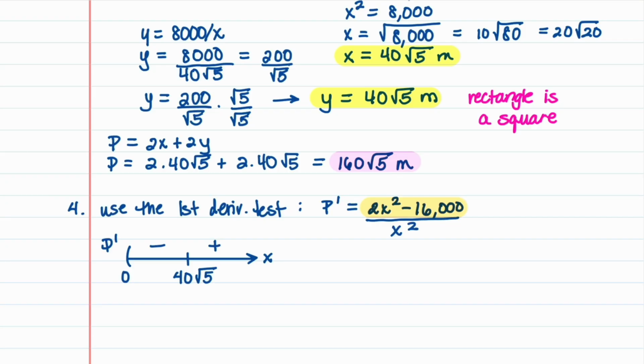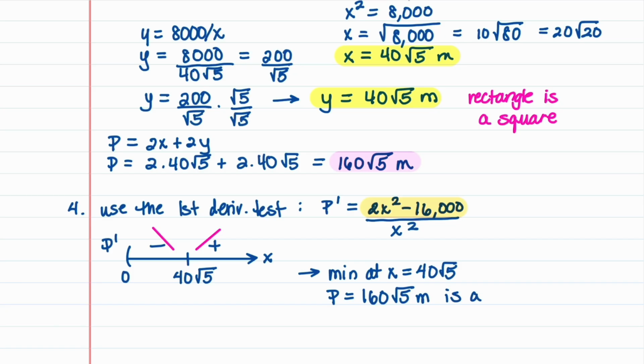Now let's think of this in terms of increasing and decreasing. If p prime is negative, our function is decreasing, and then it's increasing, and that tells us that we have a min. So I'm going to write down that we have a min at x is equal to 40 root 5, and p is equal to 160 root 5 meters is a minimum. And let's highlight that.